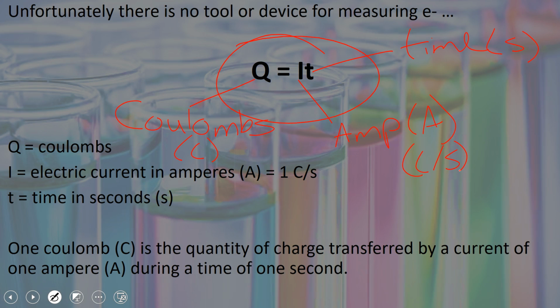Why don't they use C for coulombs or for amps? C is the constant for the speed of light. Is that right? Yeah. So it would have already been a letter that was used, and so they had to decide on something else.